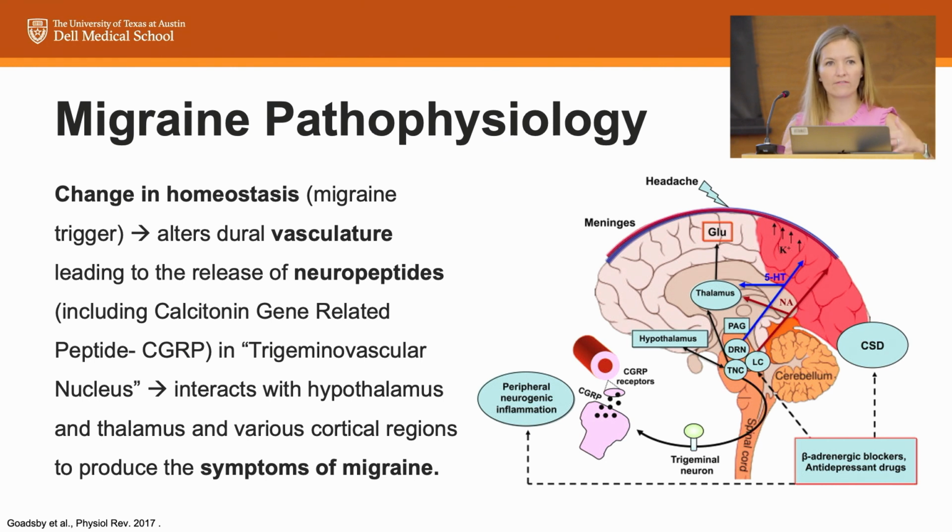So when you have that difficulty with integration, that's that change in homeostasis. We actually see alterations in the vasculature around the brain and the dura that leads to this release of neuroinflammatory peptides. That interacts with multiple areas of the brain throughout the brainstem, the midbrain, and then out into the cortex, which gives us all of the symptoms that go along with migraine.